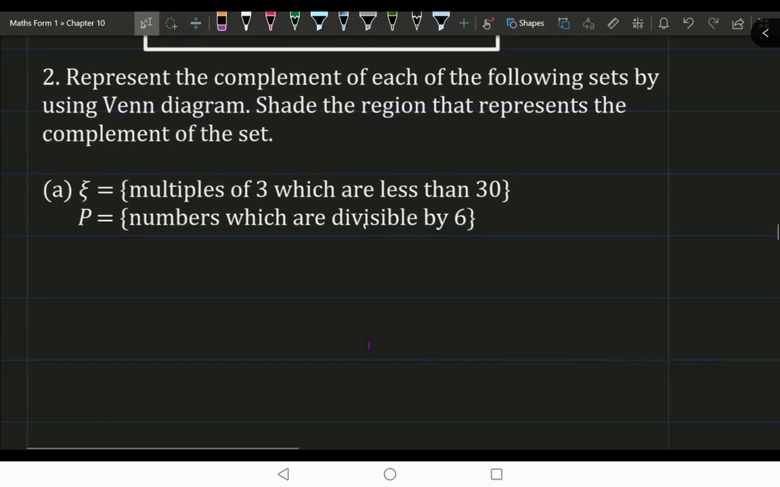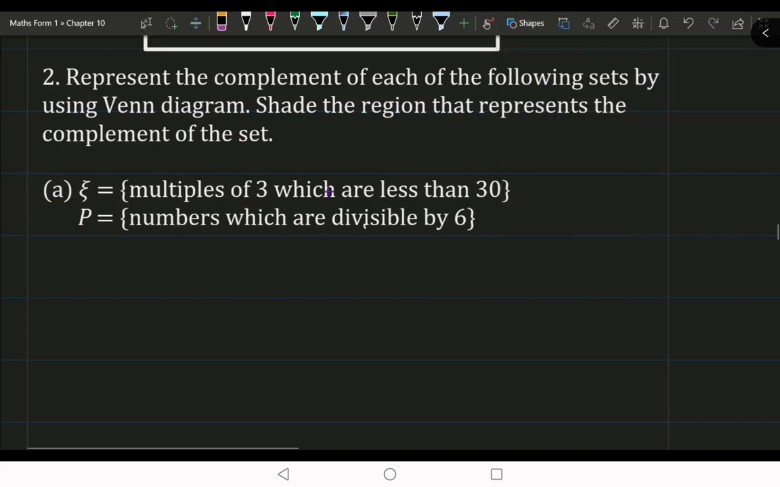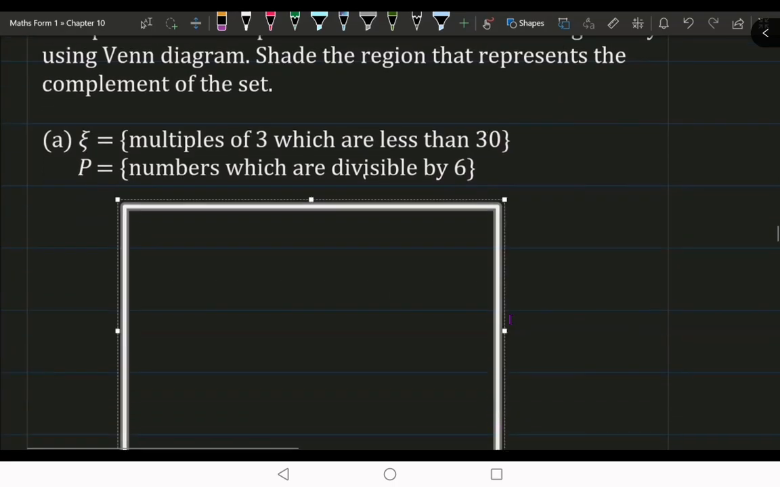Also region. Now, complement of the set. Okay, complement of the set here. So now we are going to represent the complement of each of the point sets by using a Venn diagram. Also using the Venn diagram and complement of set here. Venn diagram, what is the meaning here? You need to list down the elements first.